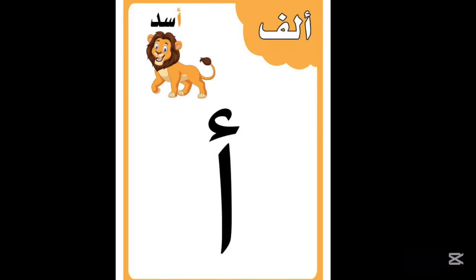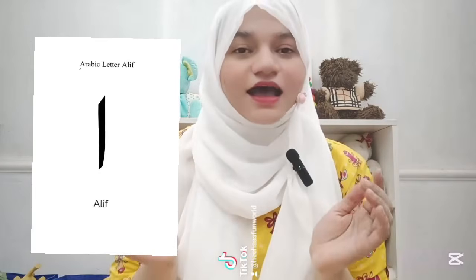Today we are going to learn something very special. It is the very first Arabic letter and it's called Alif. Let's say it together. Alif. Alif. Alif is like apple. And Alif is also, what is this? Arnab. Arnab is bunny in Arabic language.